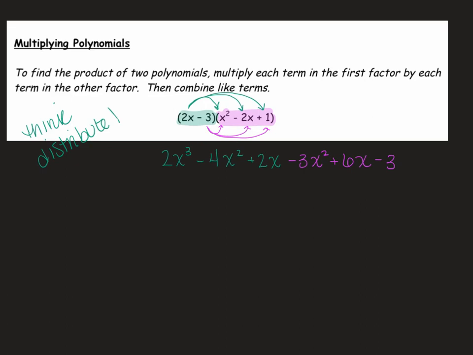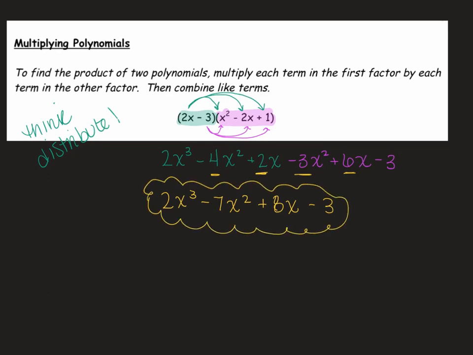So our final answer is when we go through and I say, okay, I have 2x cubed, nothing to combine it with, so that's it. Then I have a negative 4x squared, and then I have a negative 3x squared. I can combine them, right? They have the same x, same exponent, so that's going to become negative 7x squared. And then I have 2x and 6x. So when I combine them, I'm going to have 8x. And then we have our minus 3 with nothing to combine. Always make sure you combine like terms, and then you will end up with your most perfect little final answer.